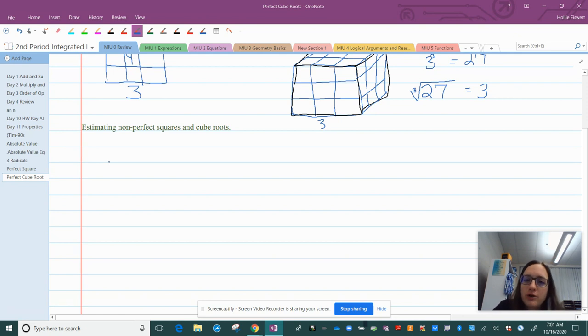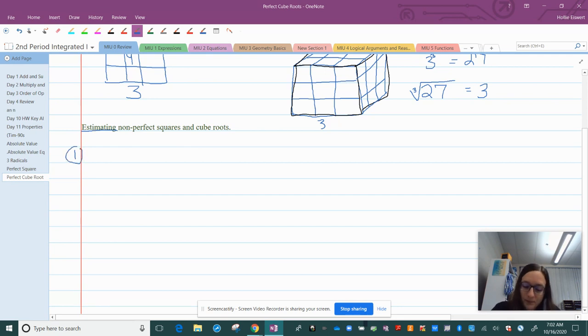So let's look at a square first before we get into some cubes, shall we? Because we're much better with these square roots at this point. If we were estimating, and the keyword is estimating, we're not finding the exact decimal. We're not simplifying, we're estimating. We're giving it, it's about between these two things. So let's look at our first example here.